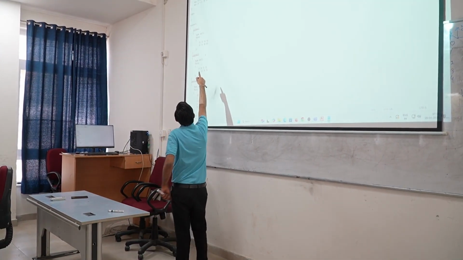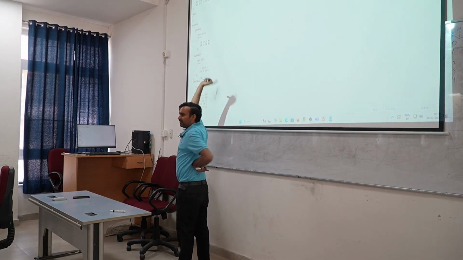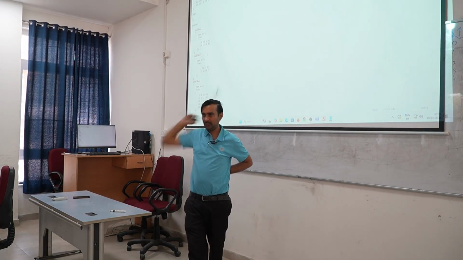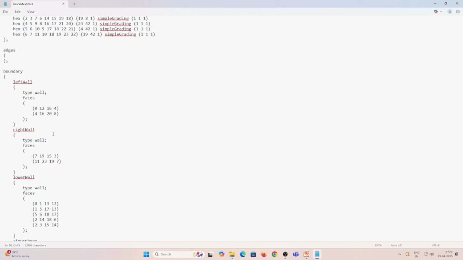So, what is the left wall? It is having type wall. What is right wall?